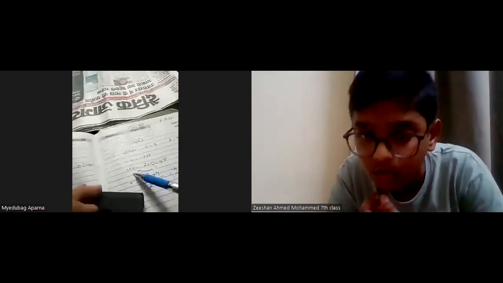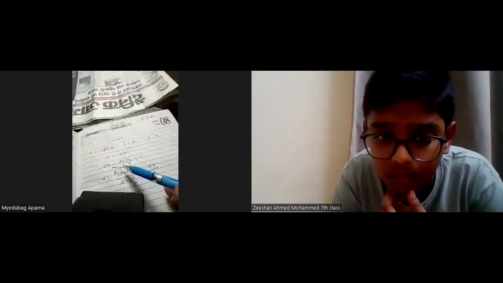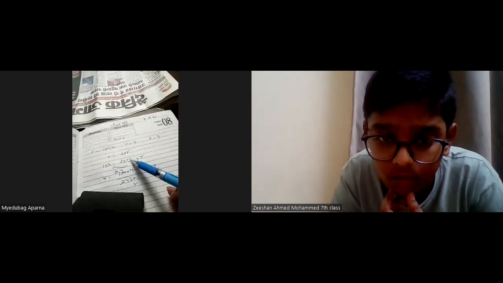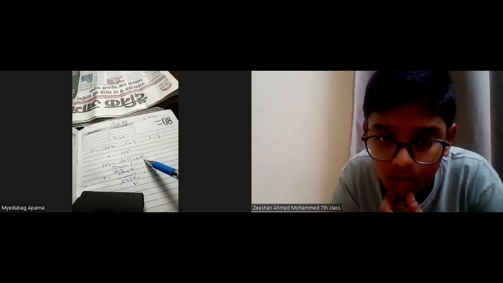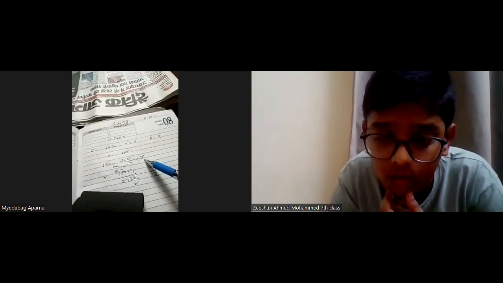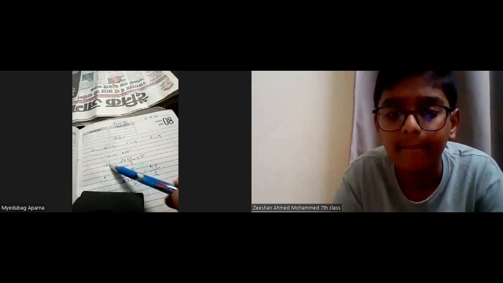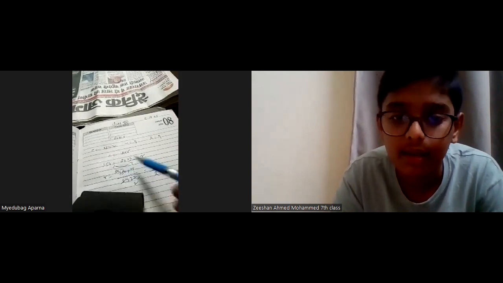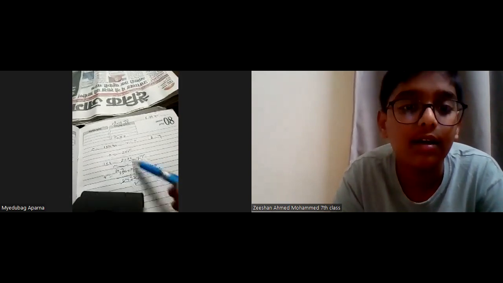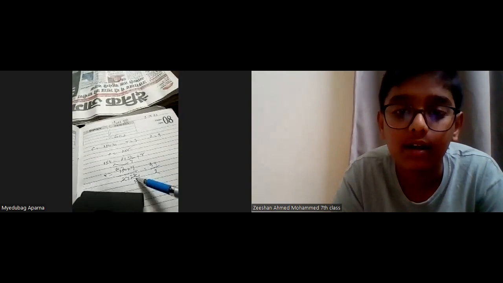Circumference is 154. 2 pi is 22 upon 7. The radius value you have to find. Then radius equals 154 into 7, cross multiply. This 7 will go to the numerator and 2 into 22 will be the denominator. I have reduced it by the 2.